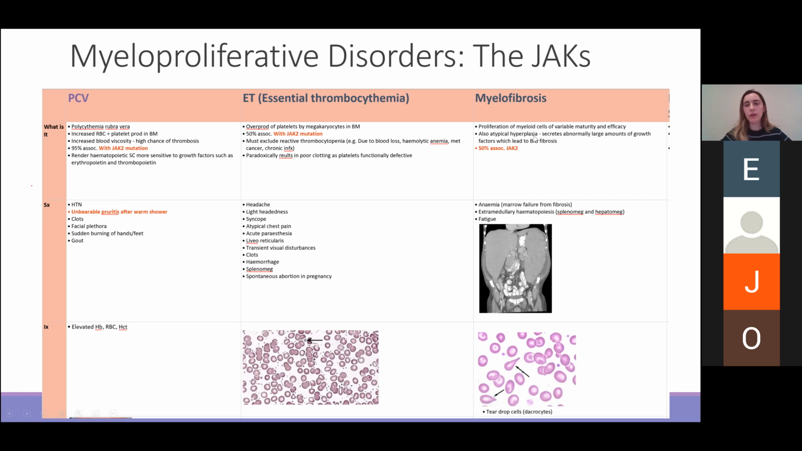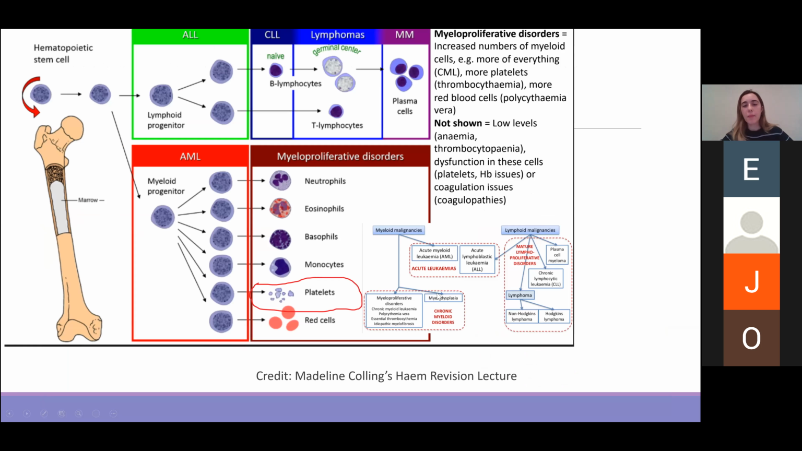And then myelofibrosis, again, not very high yield. It's just lots of proliferation of your myeloid cells such that your bone marrow gets fibrosed, which means if you try and take a sample from your bone marrow, you probably won't be able to get much. And key thing to remember is these all have a JAK2 mutation. So that's a little clue. And also, if you've forgotten what the myeloid cells are, here's just a reminder, because it's easy to get confused and forget.